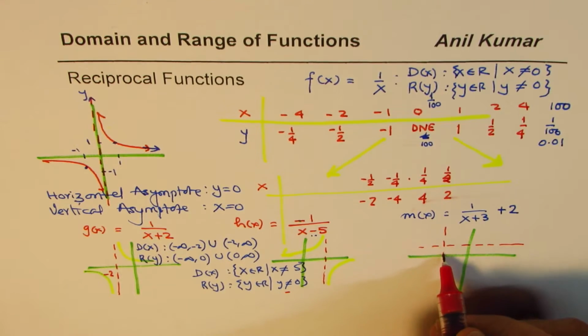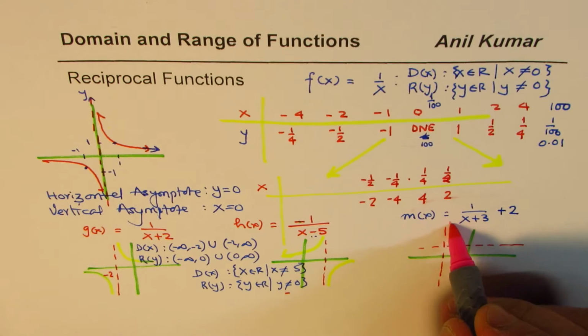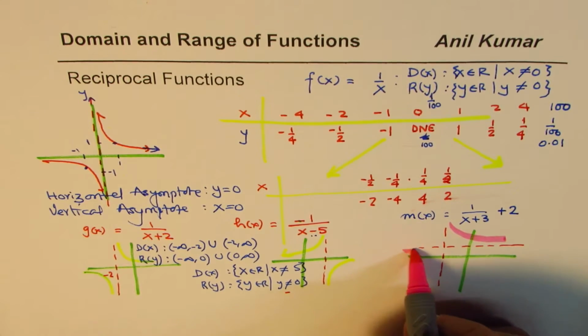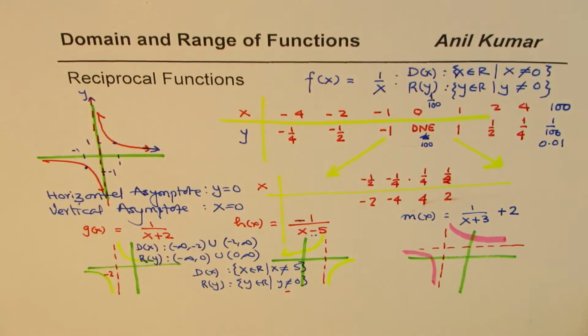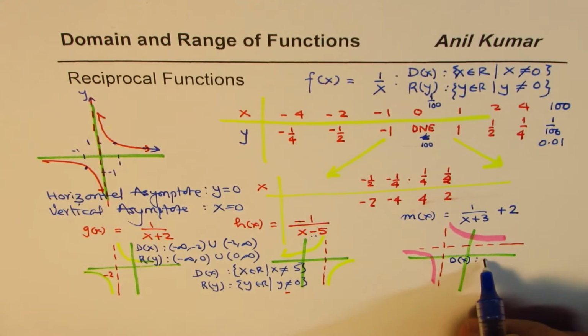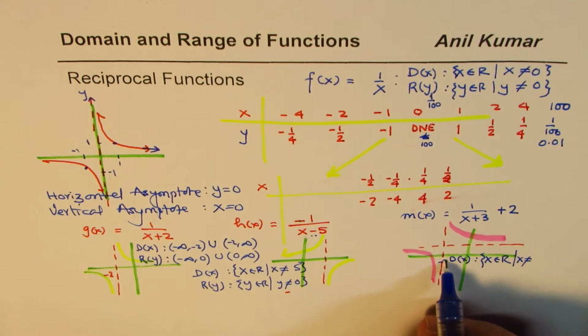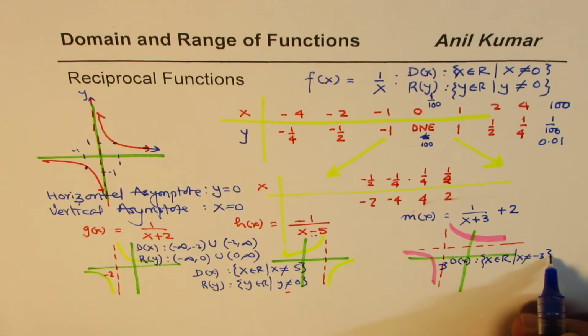The vertical asymptote is 3 units left. So the function is now kind of, let me sketch here, kind of like this. Do you see that? It is kind of like this. So you can see that the domain and range both have changed. So in this particular case, the domain of the function is x belongs to real numbers, but x is not equal to minus 3.